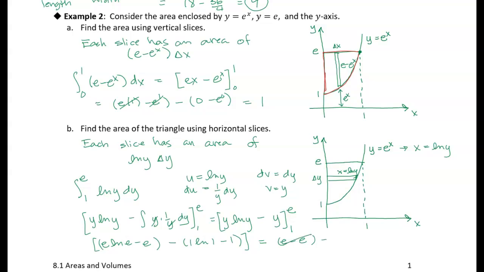And then we're going to have minus, and the natural log of 1 is 0, because e to the 0 is 1. And so this goes away as well. And so then we have minus a minus 1, which becomes plus 1. So we just get 1 again. So that's a good thing. We match. It's always good to check. If you did it 2 different ways and get the same answer, then you know you didn't make a mistake.